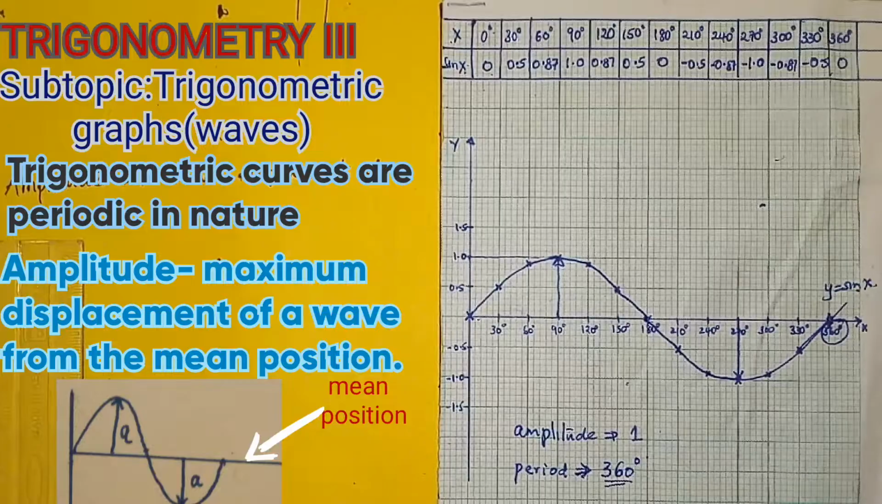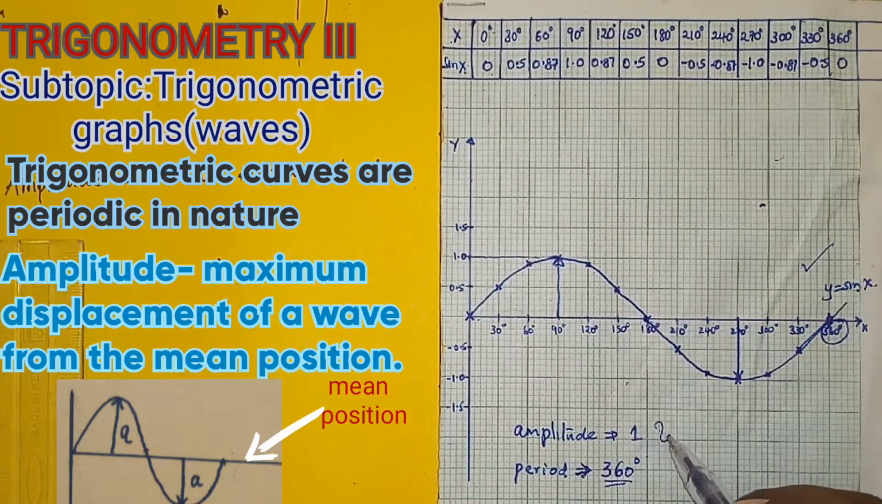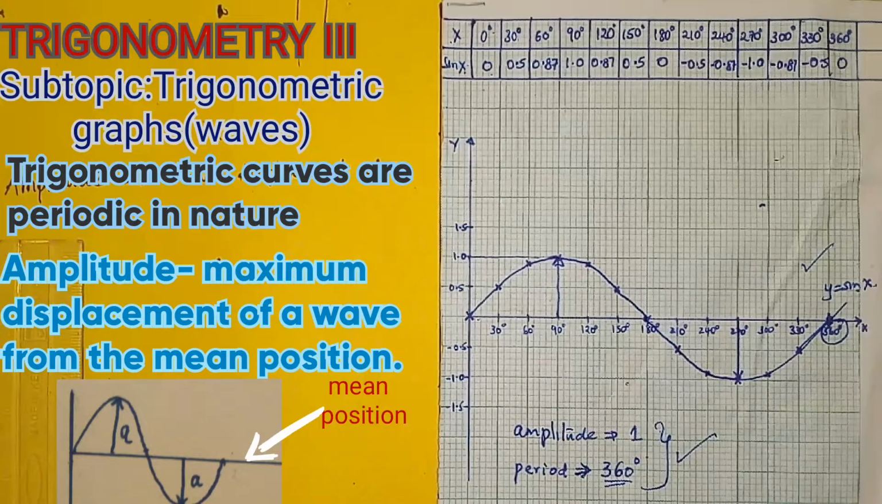So that is how you are supposed to plot a trigonometric graph, and that is how you are supposed to get the amplitude and the period.